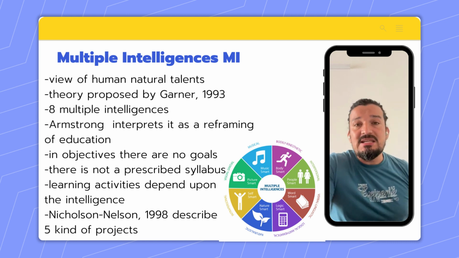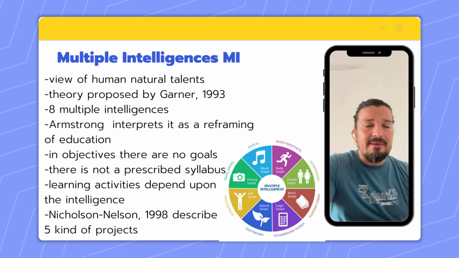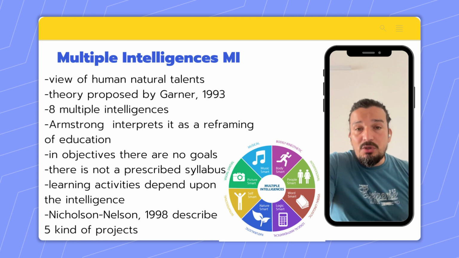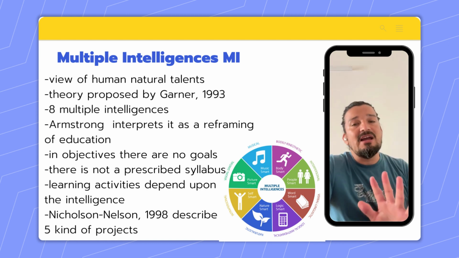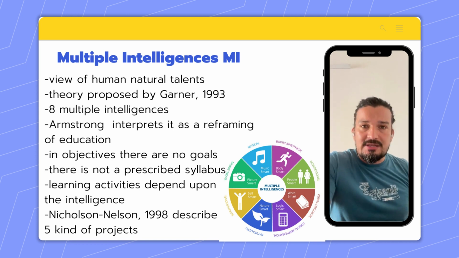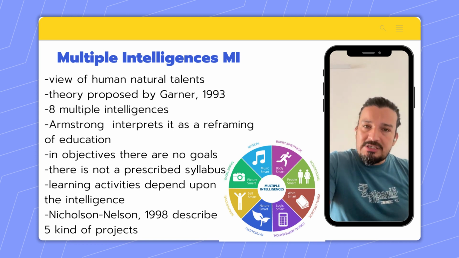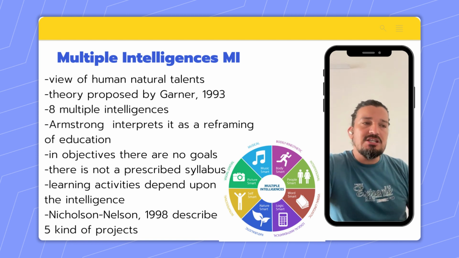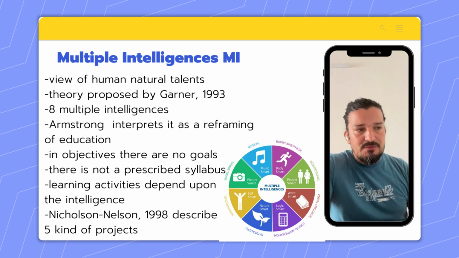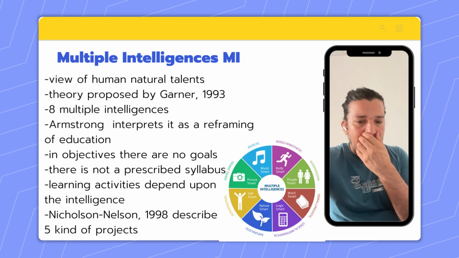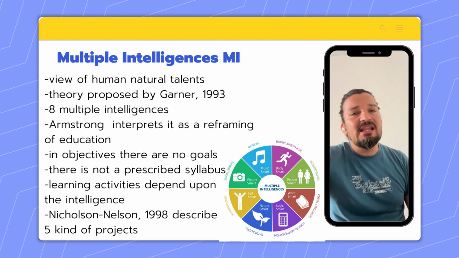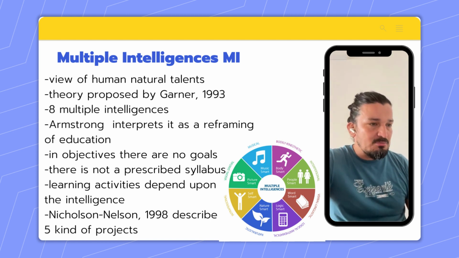Nicholson-Nelson in 1998 described how MI can be used in individualized projects. She lists 5 types of projects. Number 1, multiple intelligence projects. Number 2, curriculum-based projects. Number 3, thematic-based projects. Number 4, resource-based projects. And the last one, student-based projects.